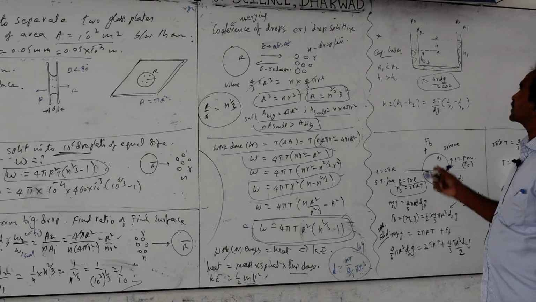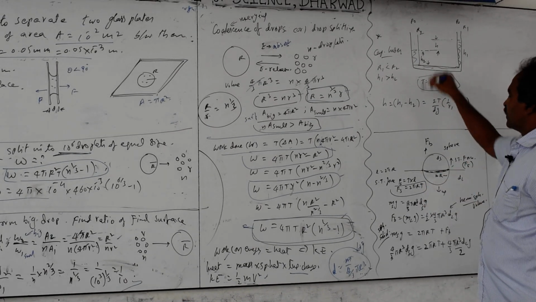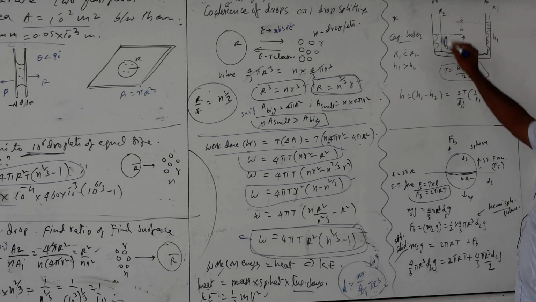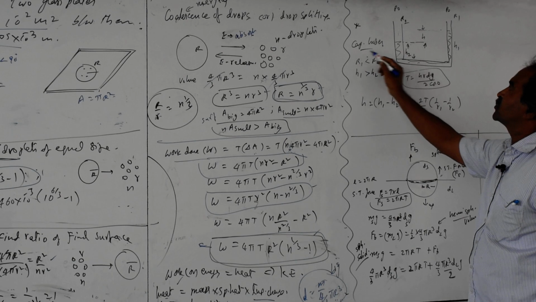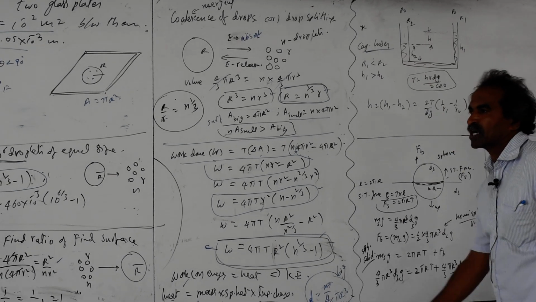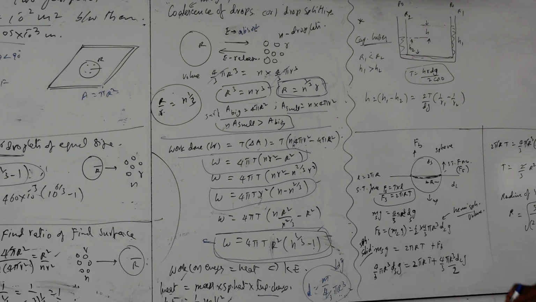Next, general expressions: only formula-based questions they may ask you. You are taking capillary tubes in the form of a U-shaped tube, not a big tube. Please, a big tube means the surface tension effect will not be there. Only in narrow tubes will you find the surface tension effects.